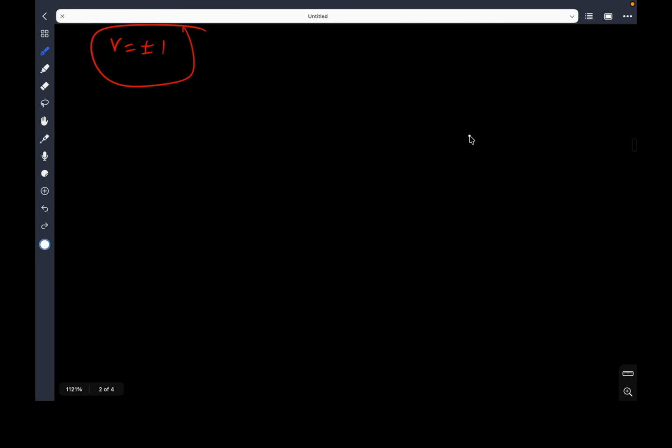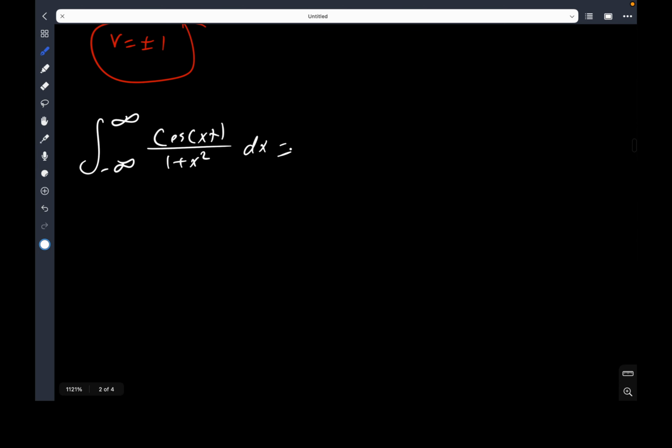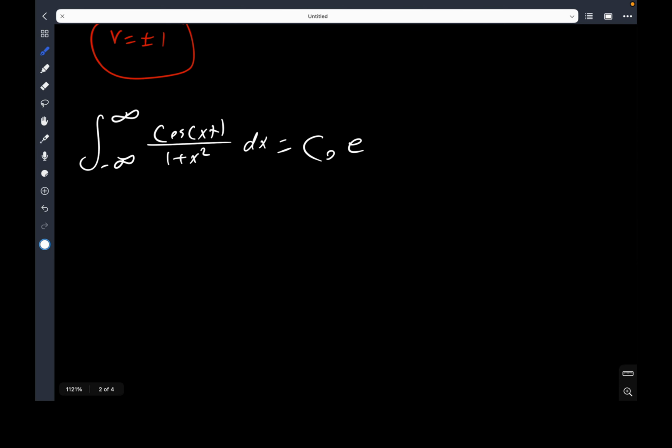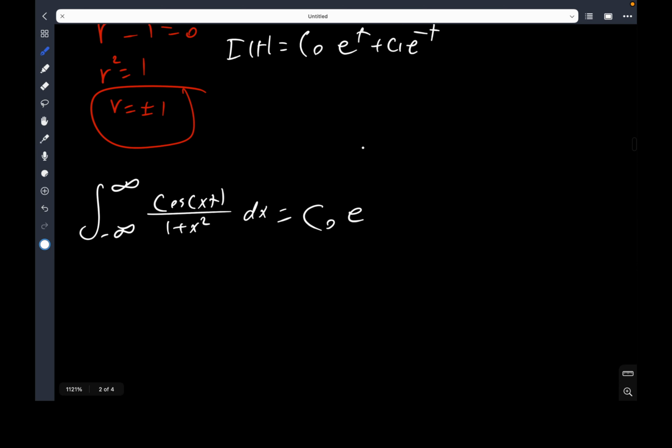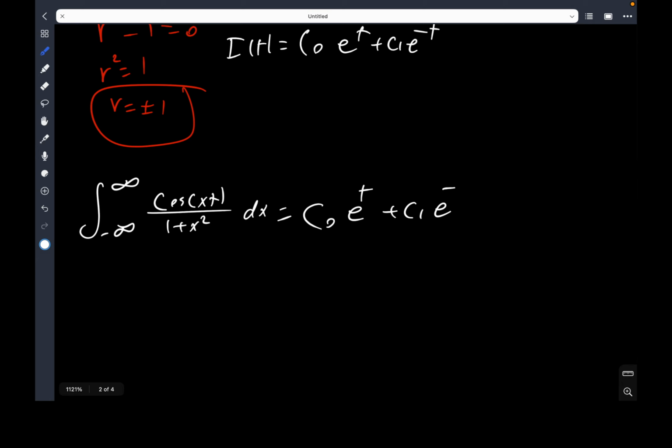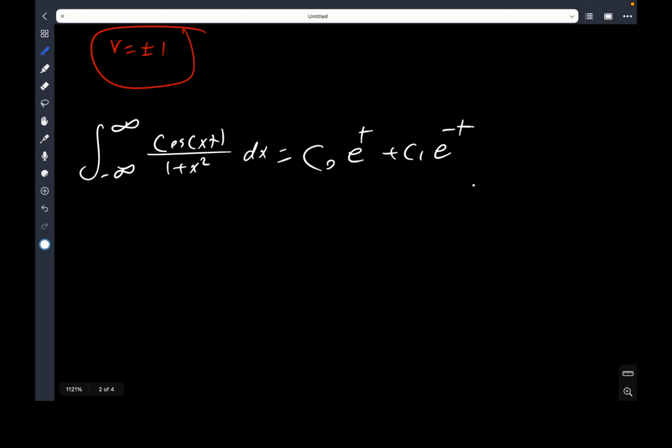Therefore I can say the integral from negative infinity to infinity of cosine of xt over 1 plus x squared dx is c naught e to the t plus c1 e to the negative t. So now our problem is that we have to find these constants of integration, the c naught and c1. How do we do that?